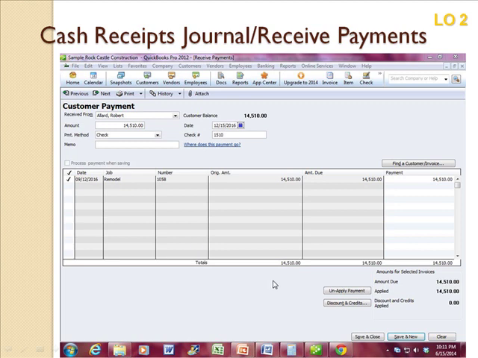So, if we're looking at customer payments, which would be the receipt of cash, we can pull up the customer's name, the amount that they paid, put the information in, and then we check out the invoice that they're due for. This would be one method of receiving payments that would also apply to the cash receipts journal.